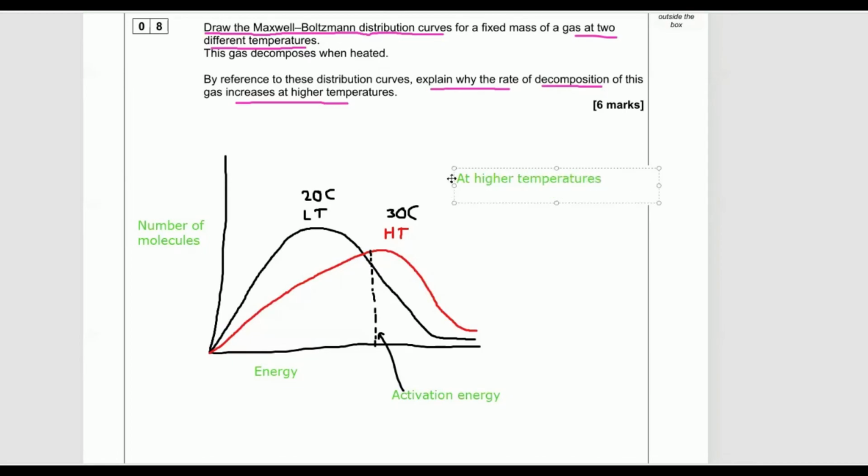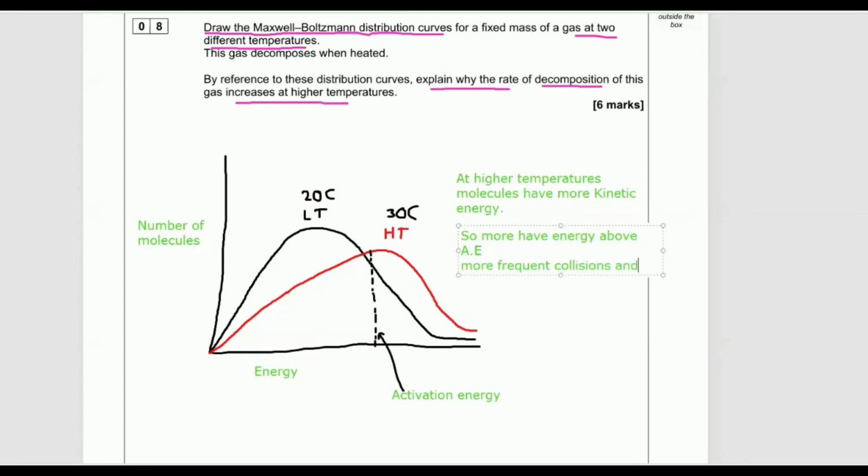So your explanation for marks 5 and 6, you'll get 4 marks for the graphs. So for 5 and 6, we want to explain why the molecules at a higher temperature decompose at a faster rate, basically. Well, we need to state that they have more kinetic energy. And so there are more molecules at the higher temperature that have energy or kinetic energy above the activation energy.